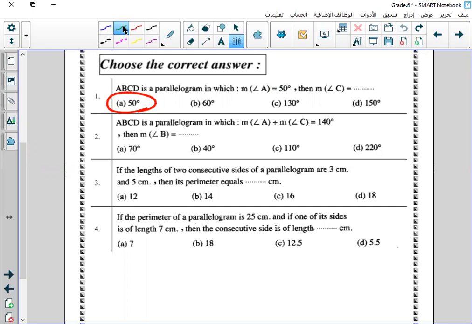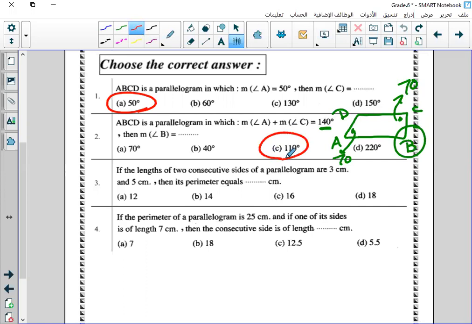Just one second, Hussam. We will draw a parallelogram like this: A, B, C, D. The measure of angle A plus the measure of angle C equals 140 degrees. Then each angle of them equals 70 degrees. Then the measure of angle B will be equal what? It will be 110. Excellent, because each two consecutive angles, the sum of them equals 180. Thank you, Hussam.